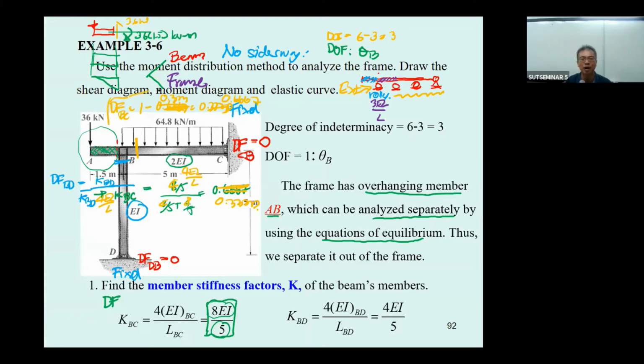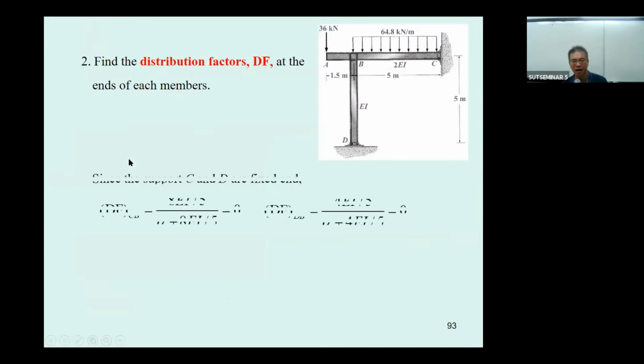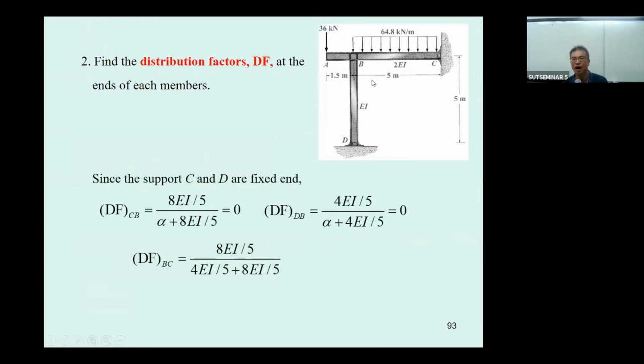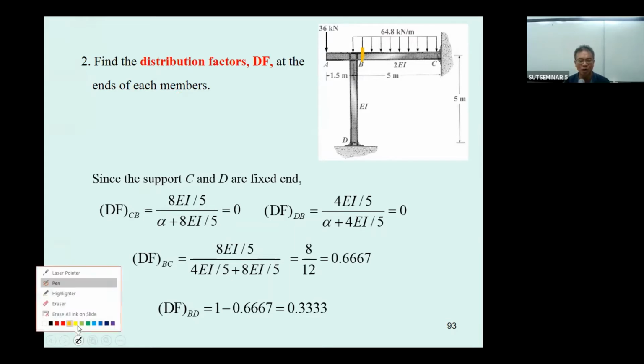Why do I know this? Because the beam is going to be stiffer. When the beam BC is stiffer, the distribution factor of the beam must be larger. Over here, the yellow must be larger than the light blue. So BC is going to be here, 0.667, and the light blue is going to be 0.333.